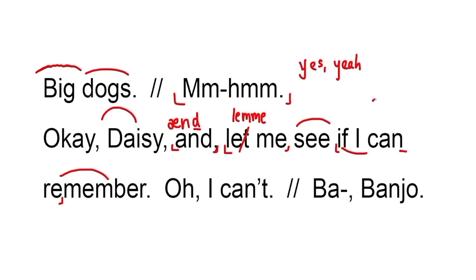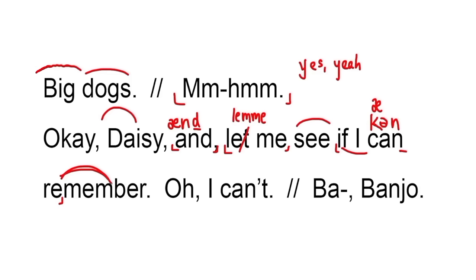I'm not pronouncing it fully, which would have the a vowel, but I'm reducing it. Can. K, schwa, n. Can. This is because can is a helping verb here. That means it's not the main verb. Remember is the main verb. Remem. And it does have stress.